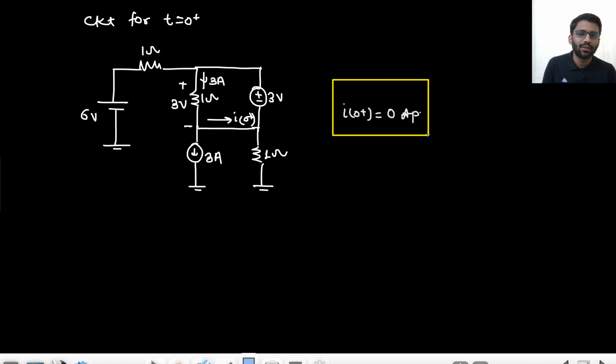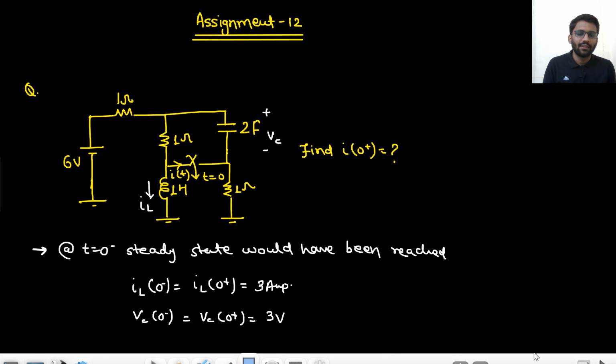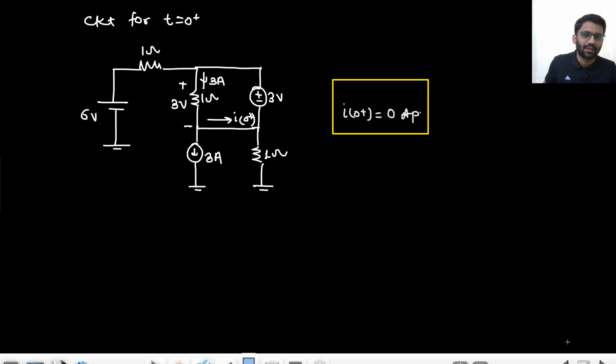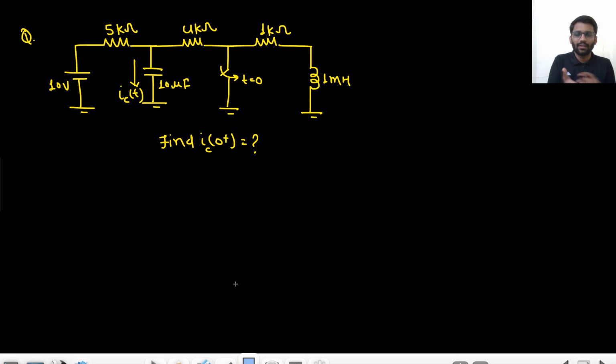Right? What did we do? First we found the initial condition. In the condition, capacitor is having 3 volt, inductor is having, sorry, 3 ampere current. So here I have 3 volt. The same 3 volt is applied across the 1 ohm resistance. So 3 ampere current downward, and 3 ampere current here. So there 0 ampere current is going. So that's why my answer is 0 ampere. Okay, well and good. Let's see this question.